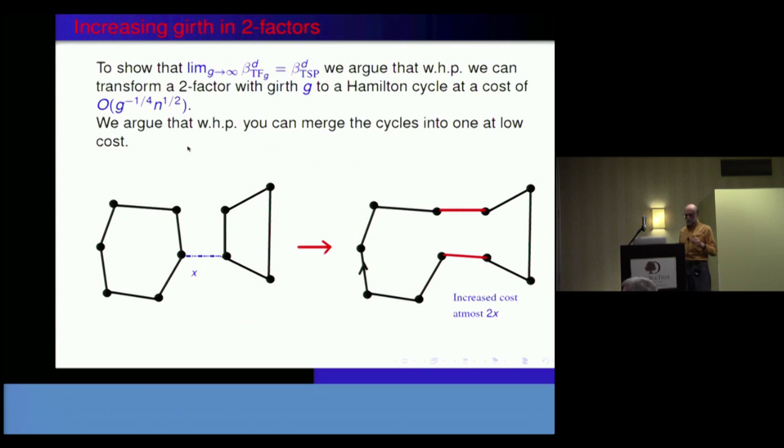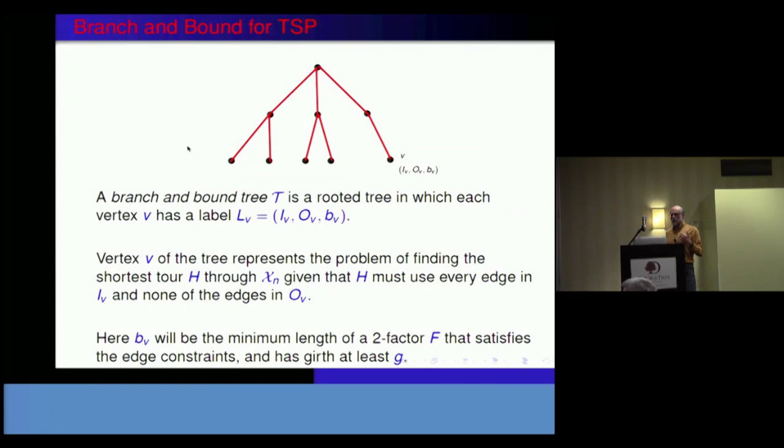And we use Dick's patching idea throughout the paper. And then the branch and bound, we just argue that the branch and bound tree, so what's the branch and bound algorithm? You build this tree, and every vertex has some sets associated with it. It's got IV, which is the edges you forced in, and OV, the edges you forced out, and a lower bound.